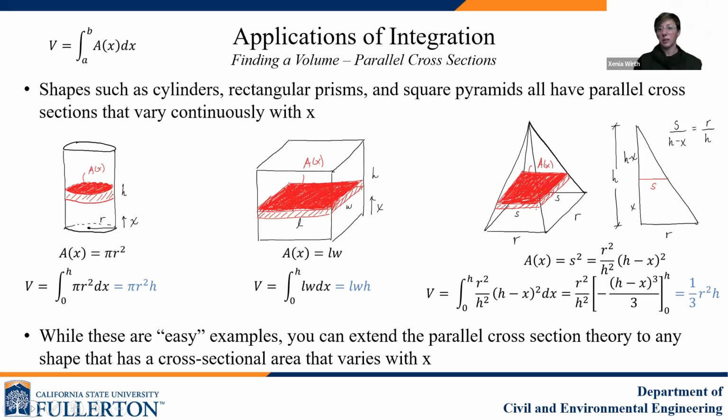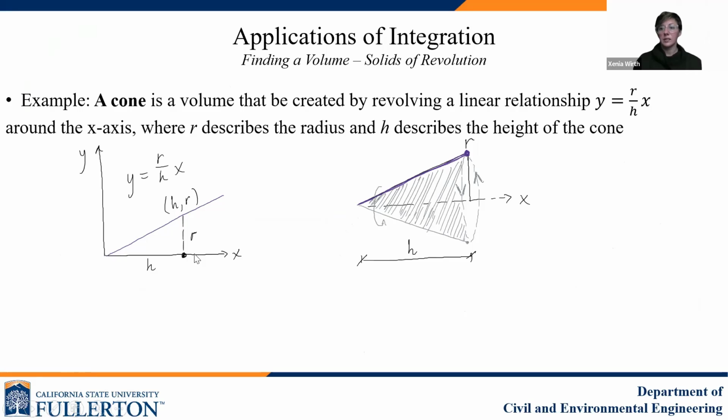While these are somewhat friendly, easier examples to internalize, you can extend this method for any shape that has a cross-sectional area that varies with x. The next aspect of finding a volume is using a solid of revolution. A cone is a great example of a solid of revolution.